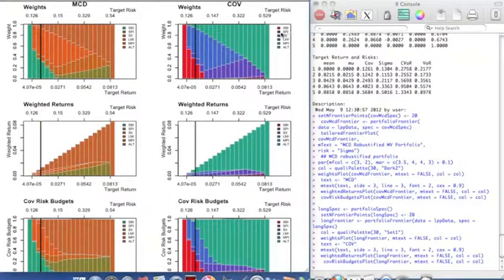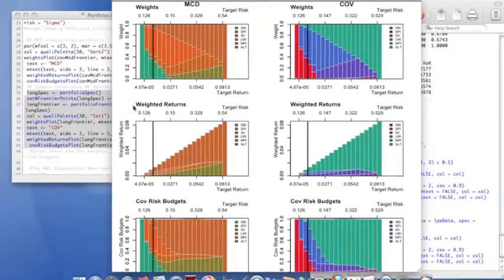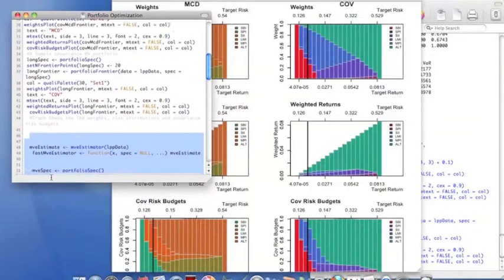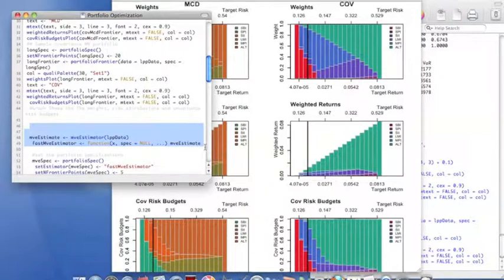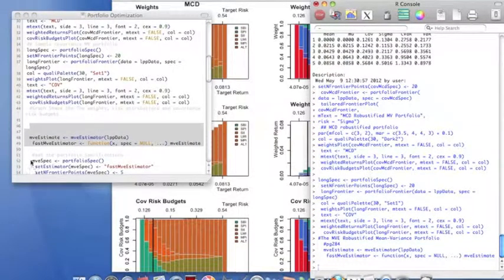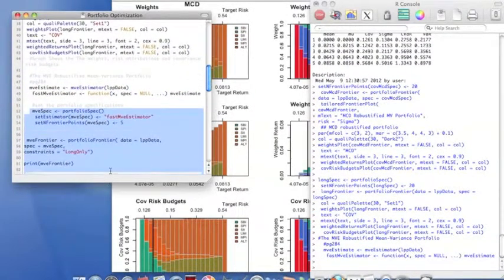The top row is the weights for these two different estimators, and the different weights are based off of our estimates earlier of what the optimal weights would be. The second row is the weighted returns, which is how each different stock contributes to different returns, and then the third row is the covariance risk budgets, which is how the different stocks contribute to the different risk budgets.